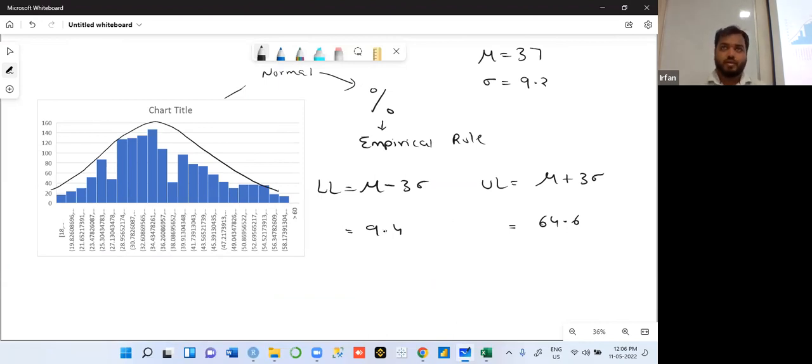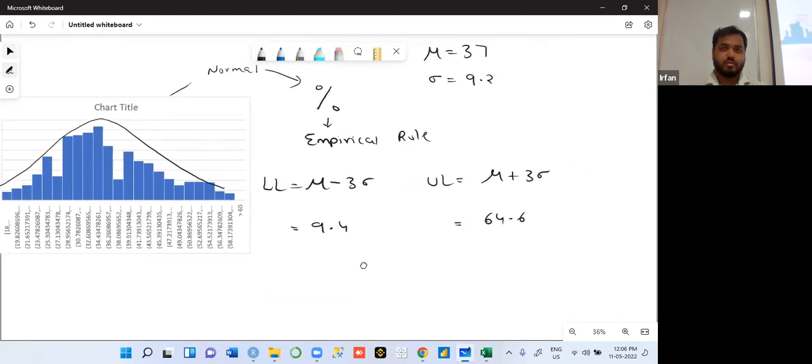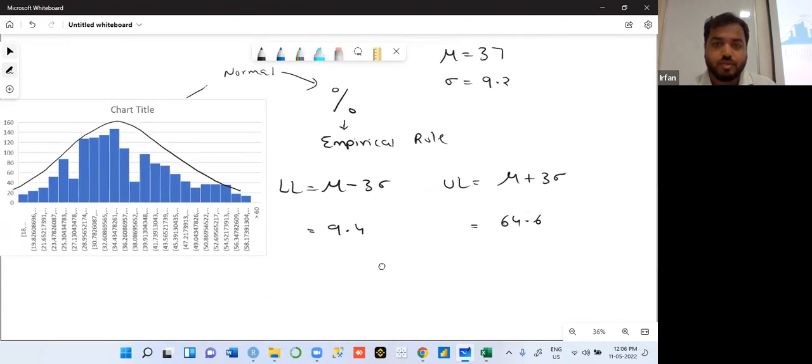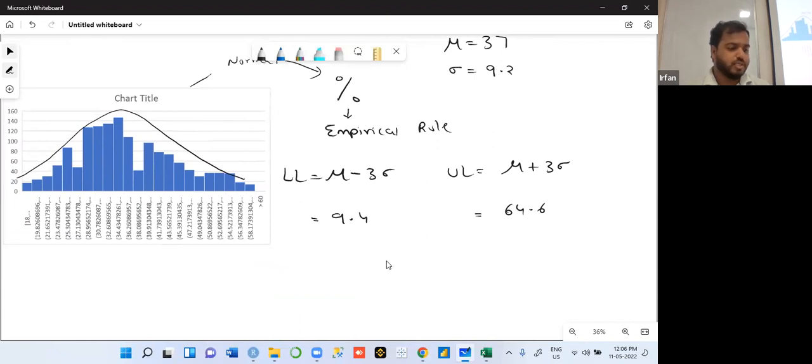You people also have to write all these things, because I don't keep this note safe for me. Inside empirical, you write this one. You can add hashtag empirical rule example. This is the range. So lower limit is 9.4, upper limit is 64.6.